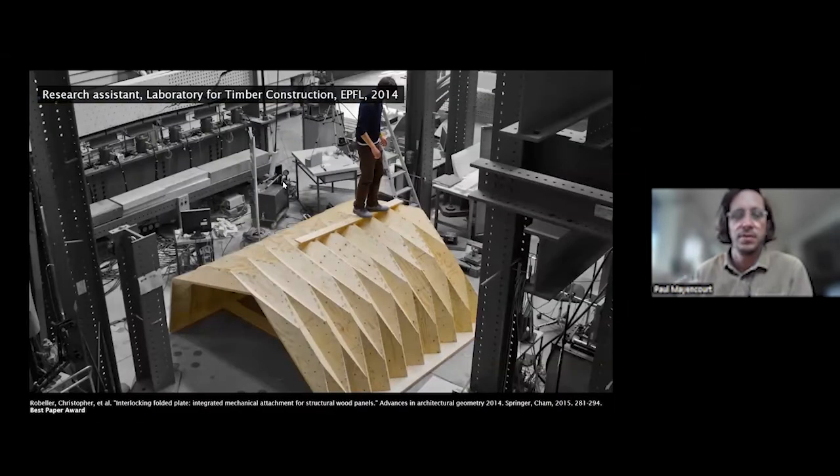Right after my master's degree, I went to work as a research assistant in the laboratory for timber construction. That's when I became, I'd say, a wood nerd, and had this passion for timber. It switched my interest to timber construction. So here you can see me on an origami shell that I built and tested when I was a research assistant, and you can see me preliminarily load testing it and jumping on it to see how sound the structure was.